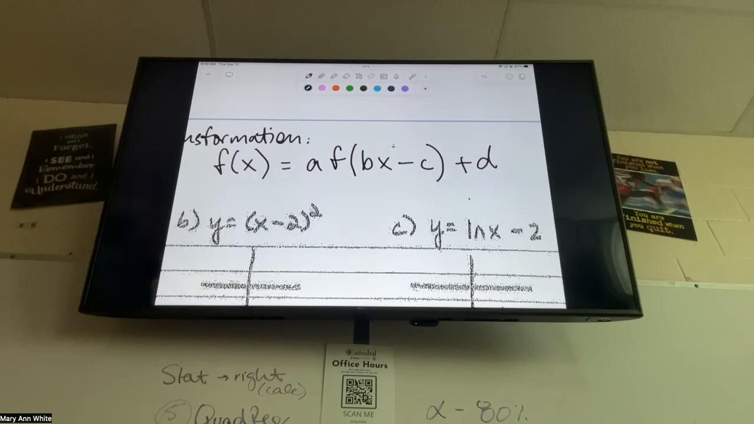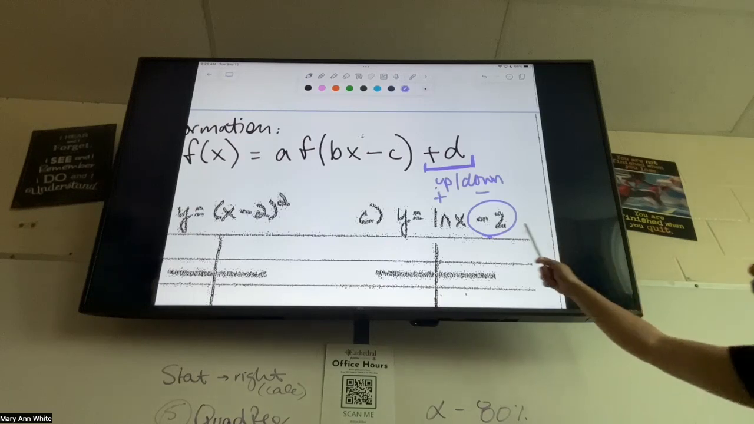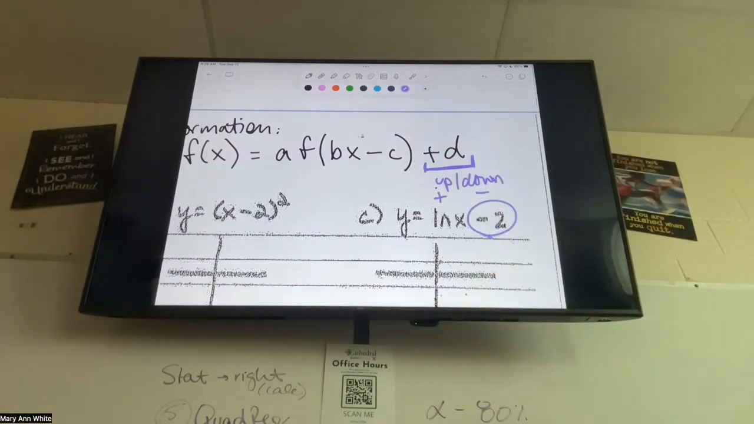We'll start with the ones that we are doing the most with. What if I'm adding or subtracting something to the end of my function? What if I have like ln of x minus 2 or x squared plus 1? What does that do to my graph? Good, it brings it up and down. So it's my vertical change. So I'm going to say it's an up or down shift. And it's what you think it should do. If it's plus 1, you move it up 1. If it's minus 1, you go down 1.